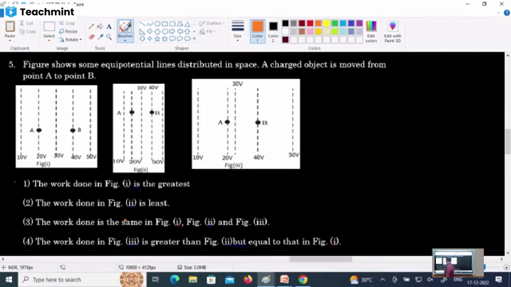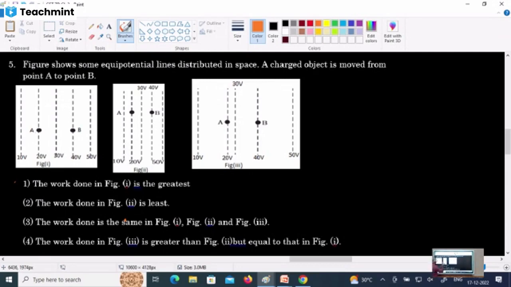The work done in figure 1 is greatest. The work done in figure 2 is least. The work done is the same for figures 1, 2 and 3. The work done in figure 3 is greater than figure 2 but equal to that in figure 1.